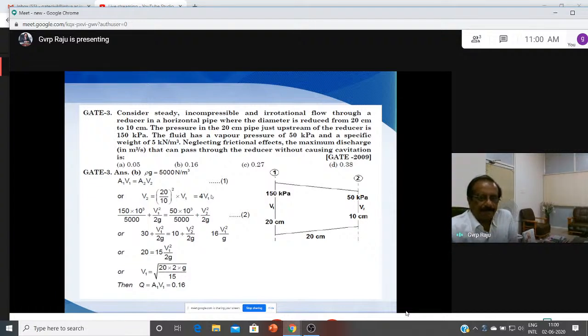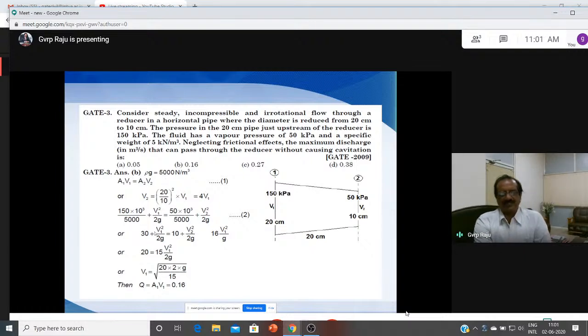So here A1 V1 is equal to A2 V2. So V2 is equal to D1 by D2 whole square into V1, 20 by 10 whole square. So we'll be getting V2 is equal to 4 times V1. And you can apply Bernoulli's equation here.